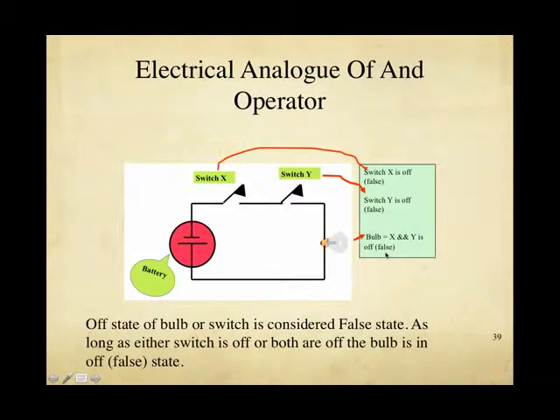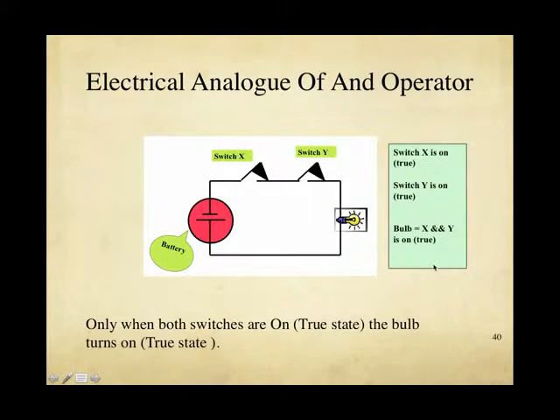And when the bulb is off, that's also considered a false state. Okay. So right now the way the circuit is, Boolean X is false, Boolean Y is false, so X and Y is false also. But if I close both switches, then the bulb will light up. So when this is true, the bulb is on, X and Y is true.